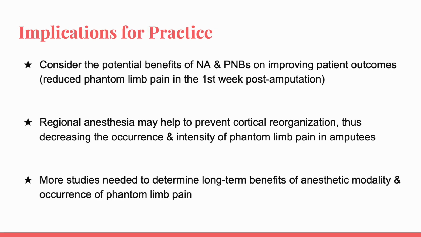Implications for practice. Regional anesthesia should be considered for patients undergoing limb amputation. Evidence suggests reduced phantom limb pain incidence in amputees treated with neuraxial anesthesia and peripheral nerve blocks when compared to general anesthesia. Amputees recalled reduced phantom limb pain in the immediate post-op period and in the week post-amputation. Additionally, regional anesthesia may help to prevent cortical reorganization, thus decreasing the occurrence and intensity of phantom limb pain. However, more studies are needed to determine the long-term benefits of anesthetic technique and the occurrence of phantom limb pain.